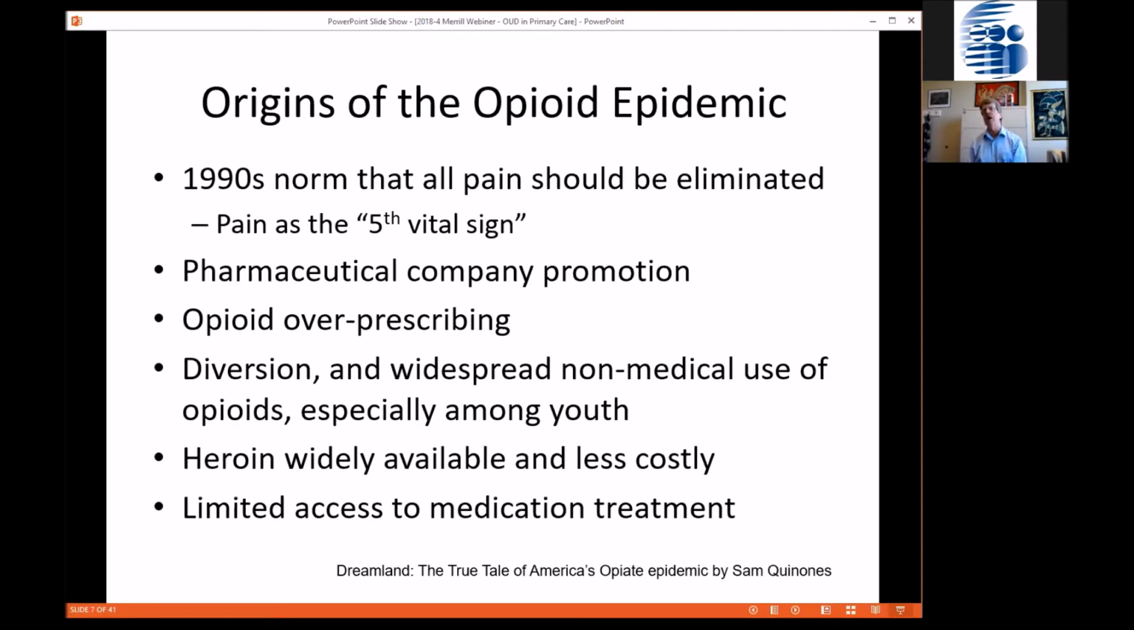pharmaceutical opioid issue, heroin became much more widely available and less costly. So heroin, not just in rural areas, but in smaller towns, and Dreamland really goes into the origins of that aspect of the epidemic. Along with both of these, really little concern initially about opioid use disorder, and very limited access to medication treatment for opioid use disorder. Really a mismatch in that the areas affected by the opioid epidemic were areas that did not have methadone treatment and very little buprenorphine prescribing going on.